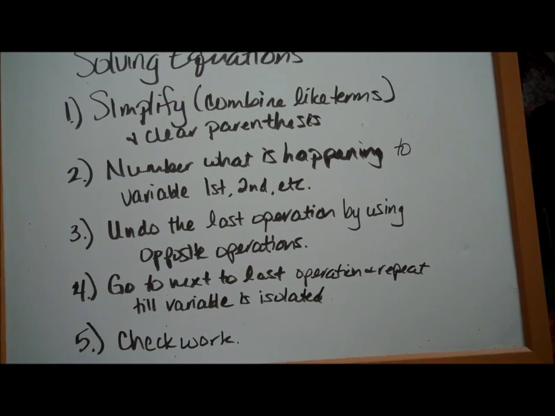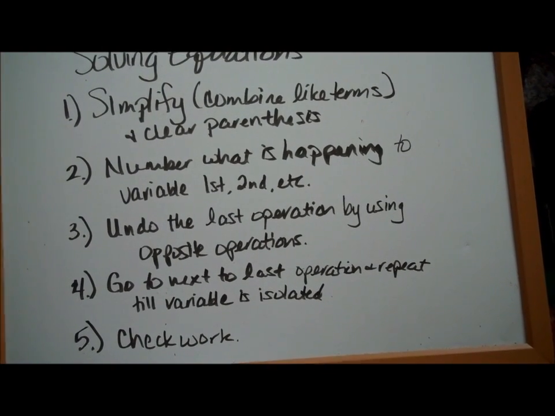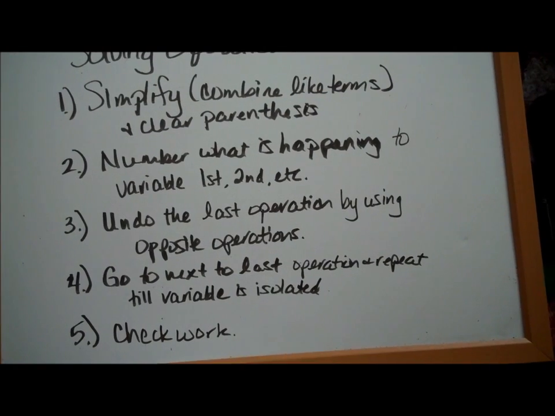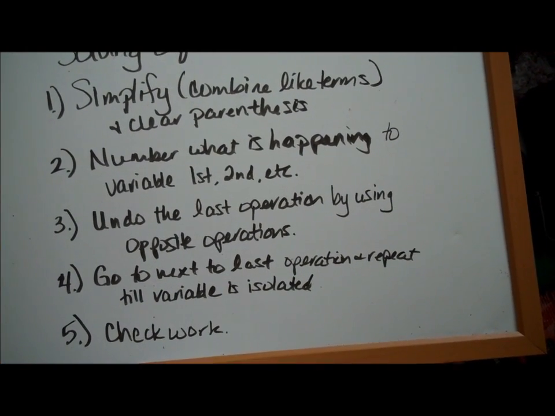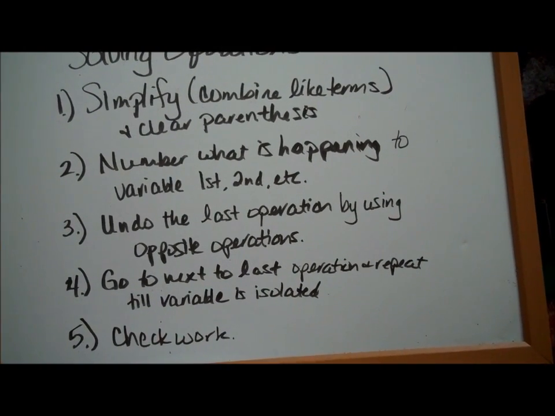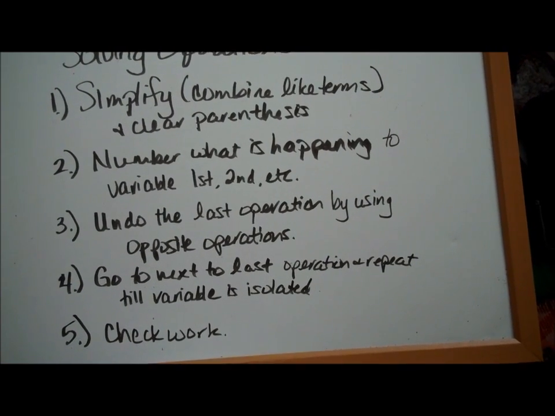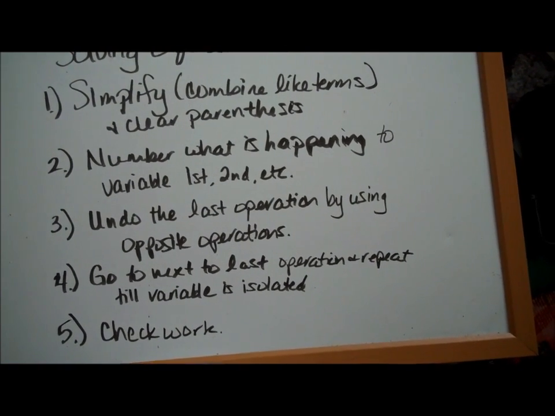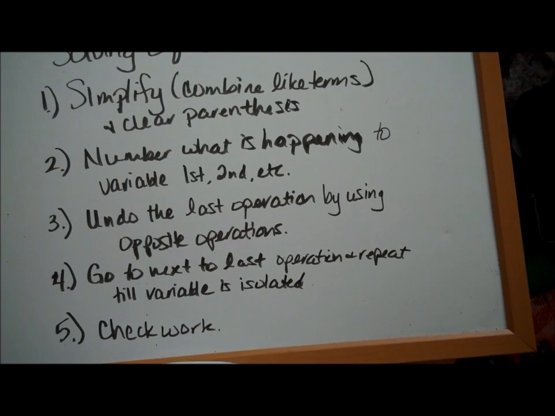Number 2 is to number what is happening to the variable first, second, etc. Number 3 is to undo the last step. So if you've got a third step, that's where you're going to start, and you're going to use opposite operations to undo that step. Number 4 is to go to the next to the last step.